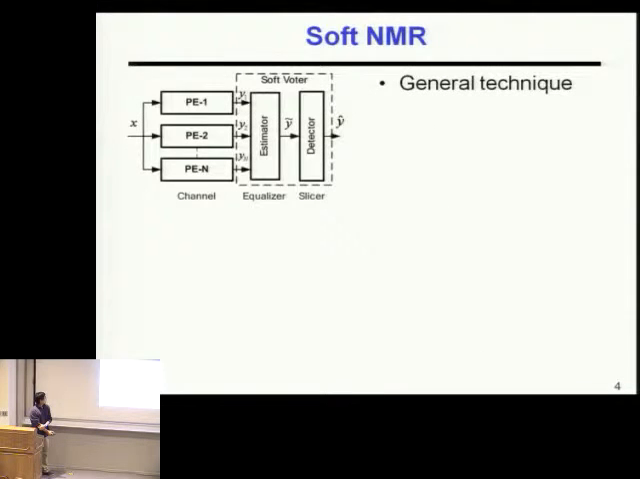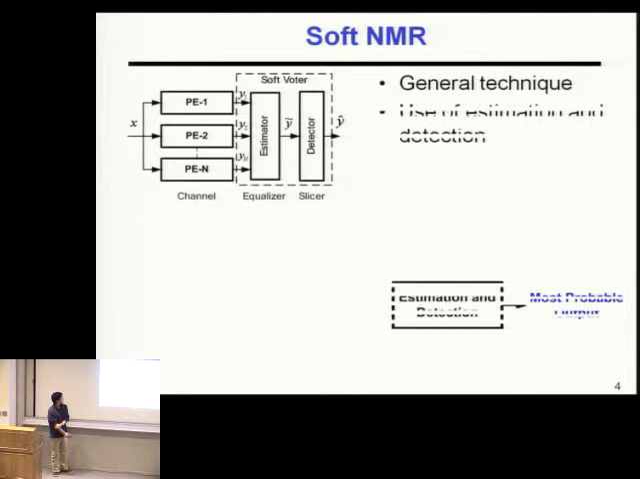Soft NMR is a general technique, as is NMR, because here we have n replicas, same as NMR, but instead of a majority voter, we have a soft voter that makes use of estimation and detection techniques. In communication language, we can view the computation as a channel, because the computation is where we get errors into our system. It's equivalent to a communication channel. Inside the soft voter, we have an estimator that can be viewed as an equalizer, and a detector that can be viewed as a slicer.